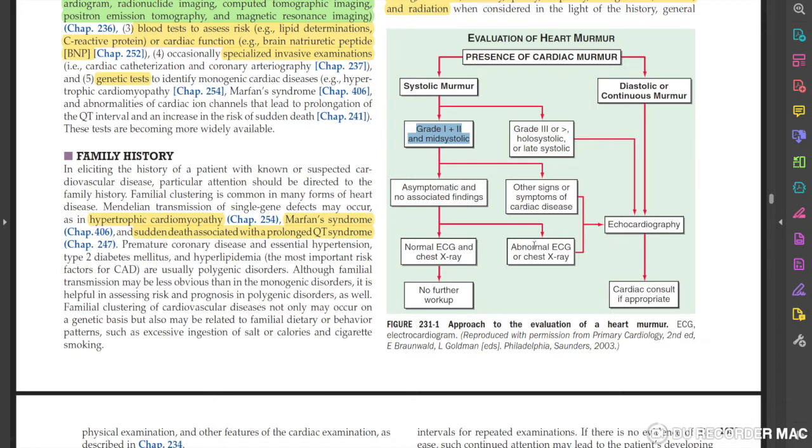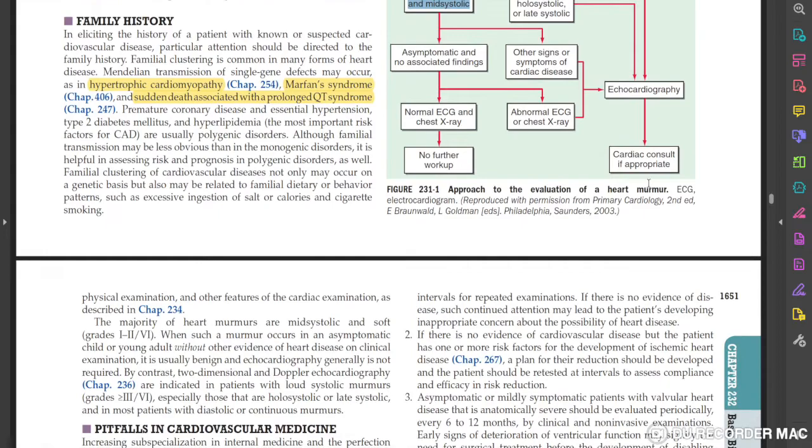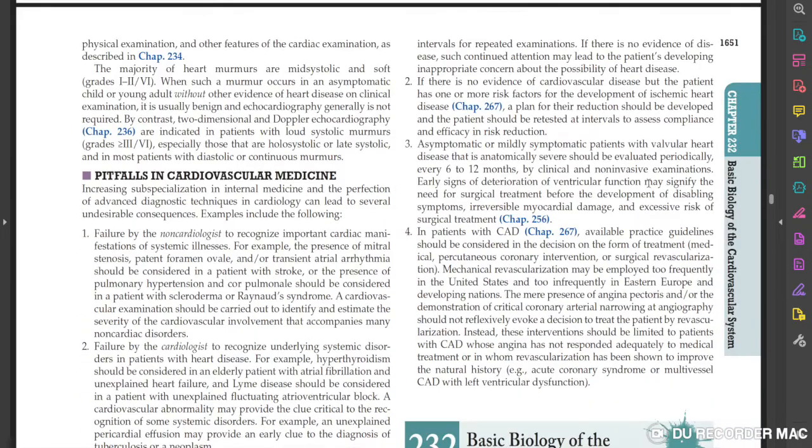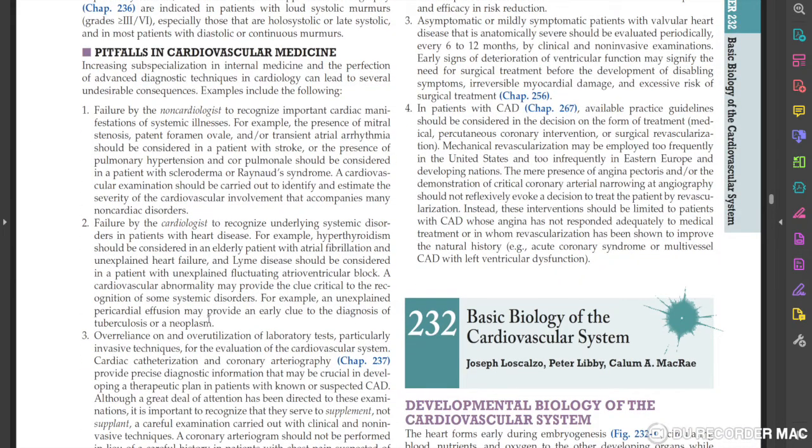If an asymptomatic patient has an abnormal ECG, we will go for echocardiography. Grade 3 or more holosystolic or late systolic murmur, we will go for echocardiography. Then consultation. Pitfalls in CVS medicine are not very important.